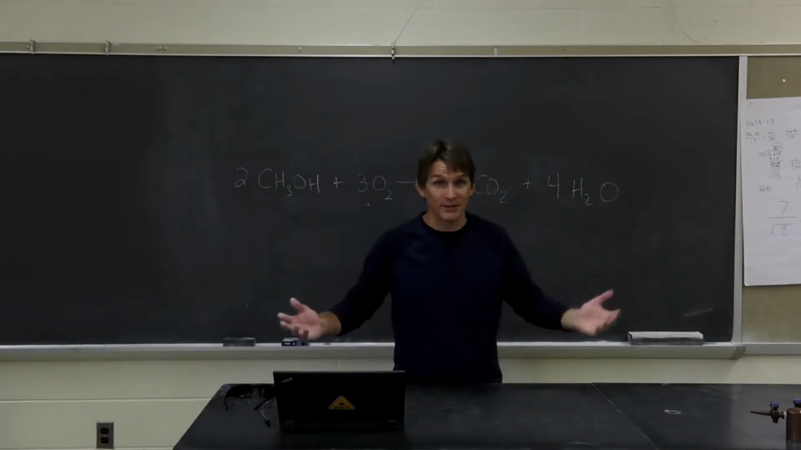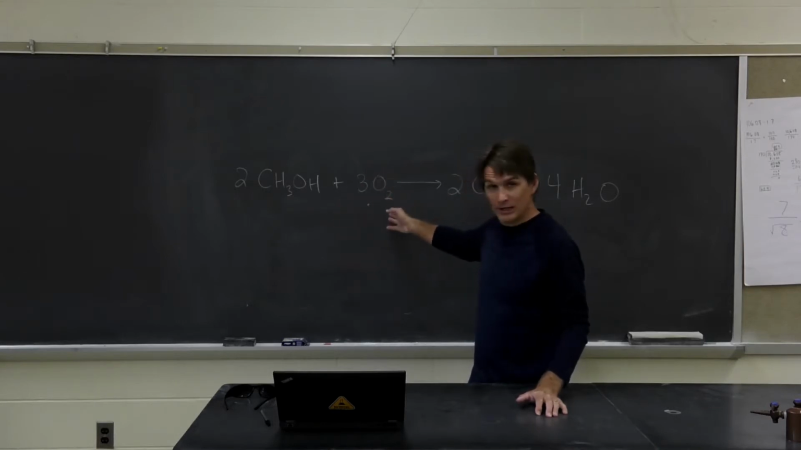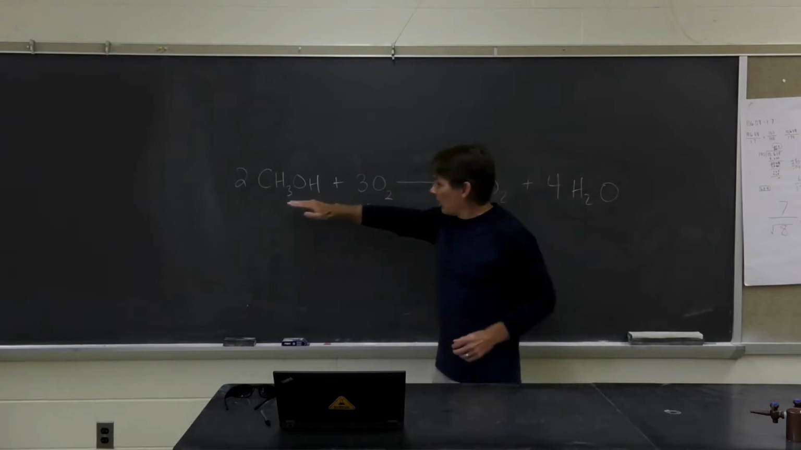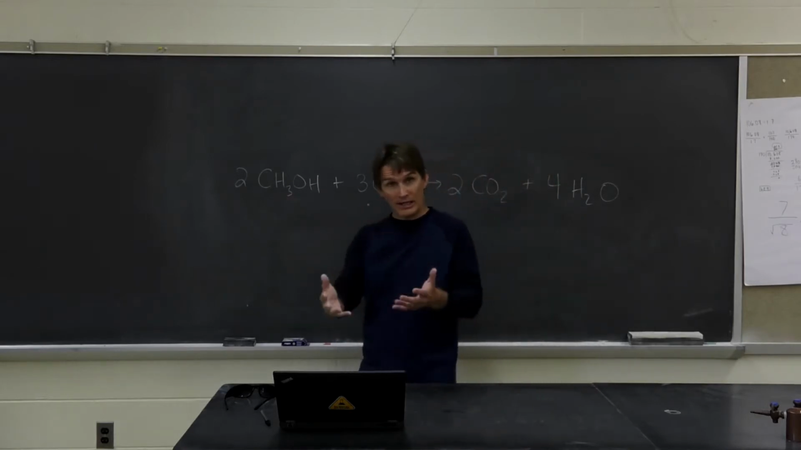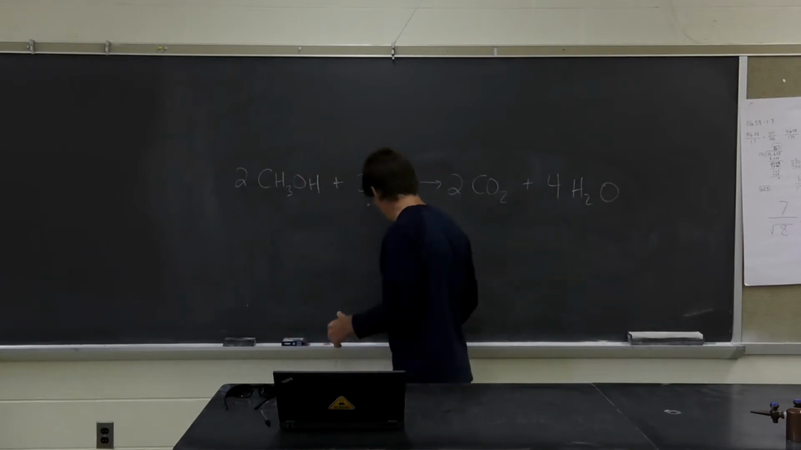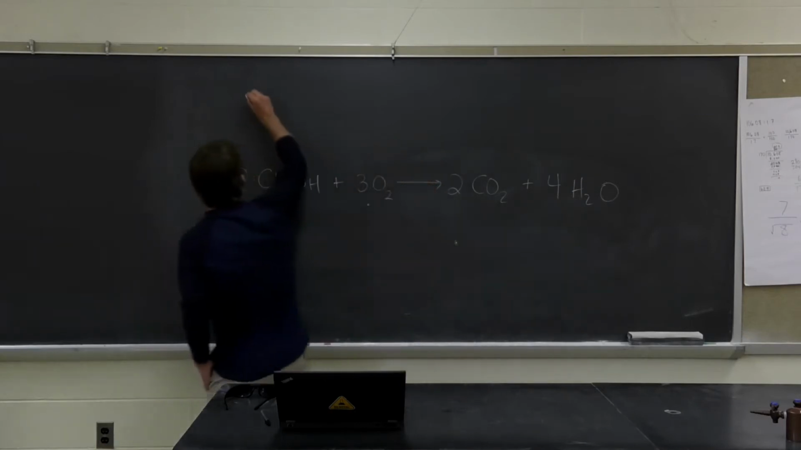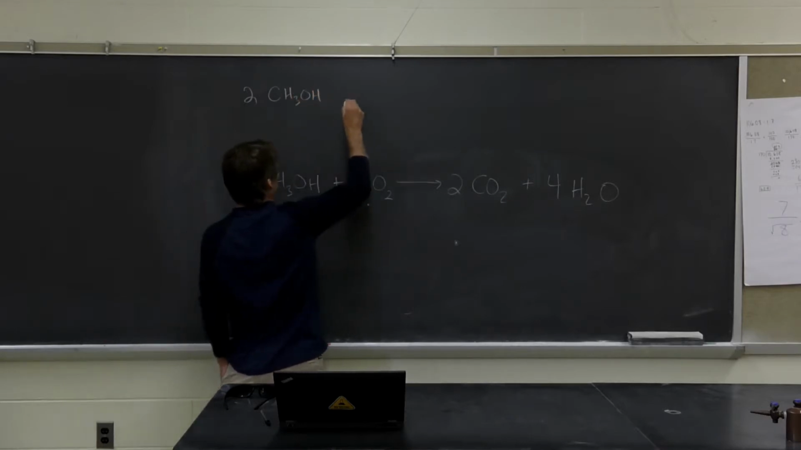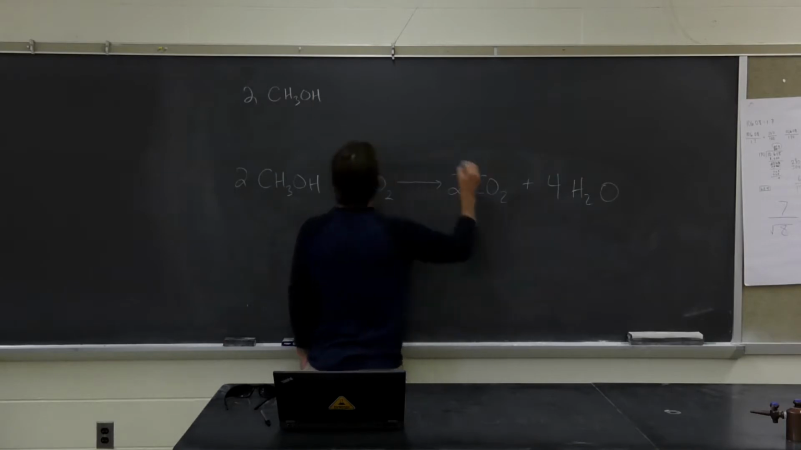I could talk about dozen if I want to. 2 dozen methanol molecules react with 3 dozen oxygen molecules. You get the point. All of this is a way that we can relate what happens in a chemical reaction. And so in a sense, there are some conversion factors here. So I can write, for example, 2 CH3OH will react to produce 4 H2O.